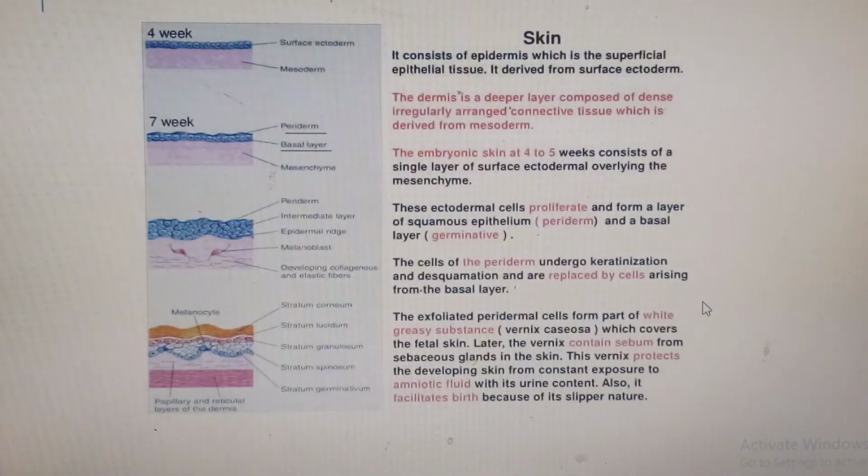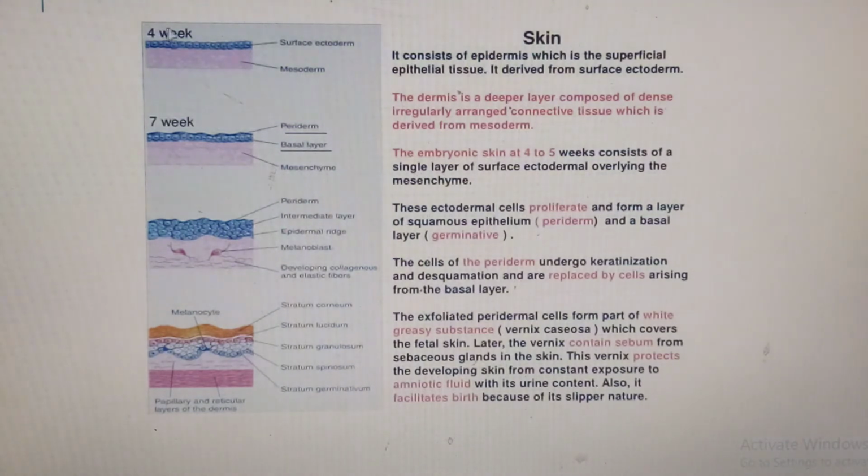So let's look at the skin developmentally. How does the skin arise? One thing that you should know is that the skin has epidermis and dermis. Now, the epidermal component is coming from what we call the surface ectoderm, while the dermis, which is the connective tissue component, is coming from the mesoderm. So that is what you have to know.